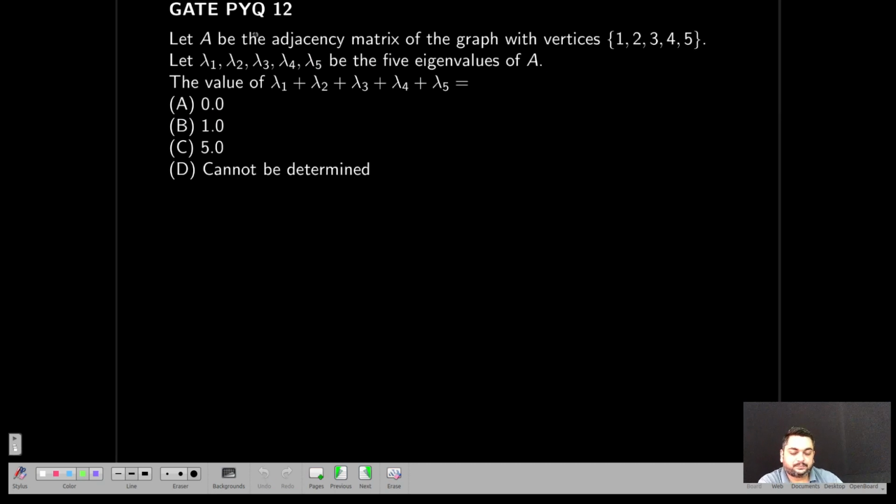Next. Let A be the adjacency matrix of the graph with vertices 1, 2, 3, 4, 5, and lambda 1 to lambda 5 be the 5 eigenvalues of A. And the value of all these is. What is this adjacency matrix?